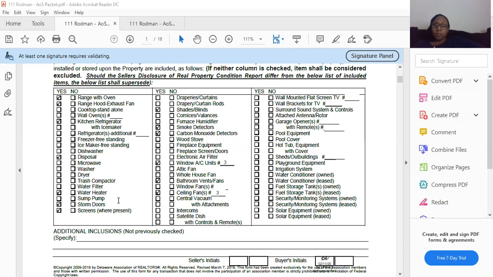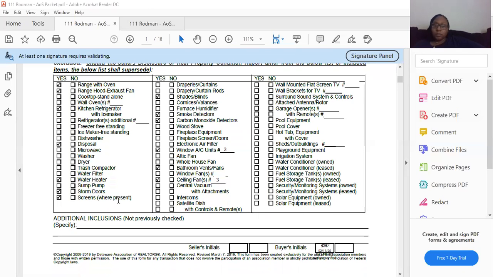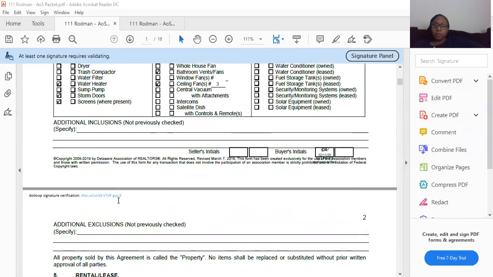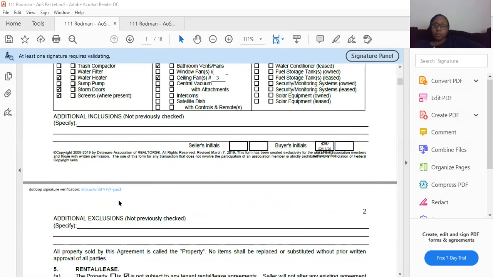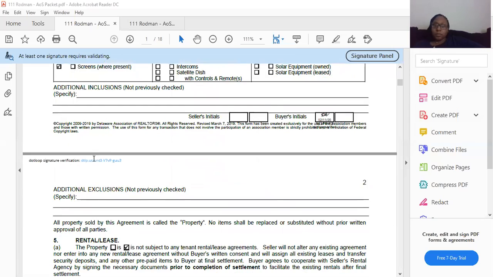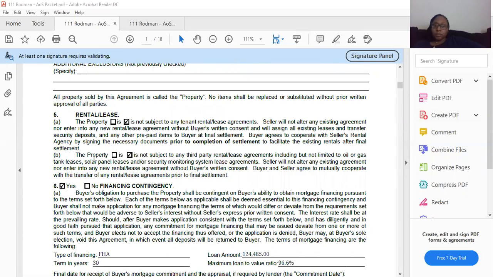They figure that they've checked everything on the seller's disclosure. But you've got to pay attention to this, and add any additional inclusions and any additional exclusions that you don't want. All right. Any questions on that section?